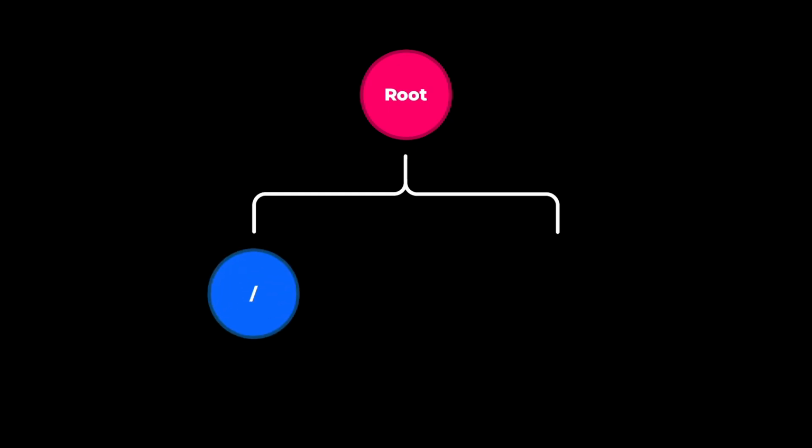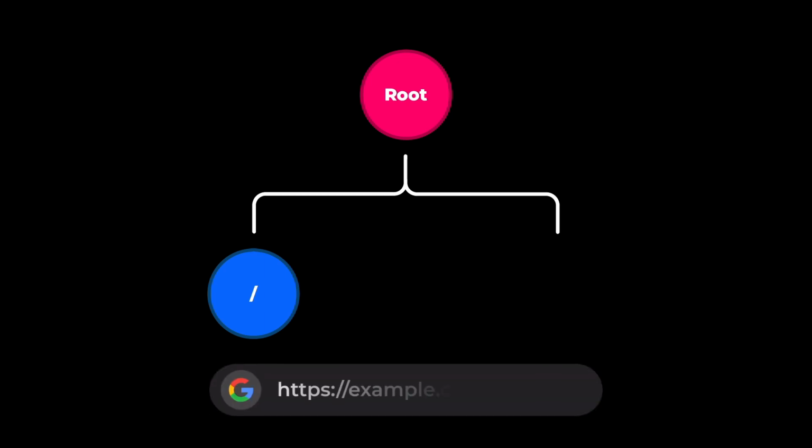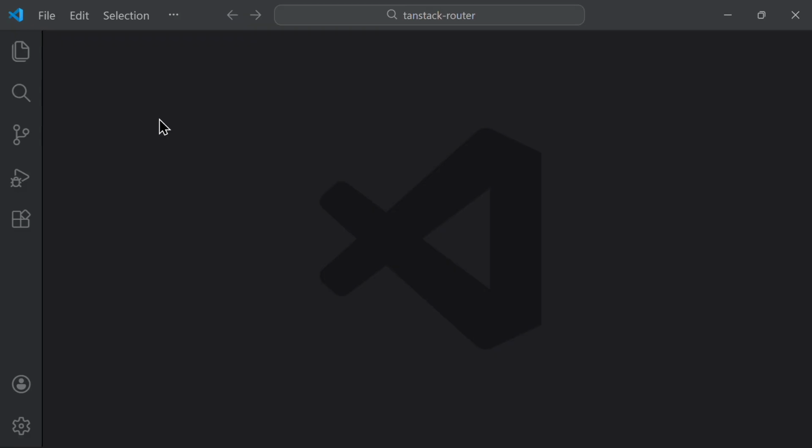So far, we've created our root route, which is where the active child route gets rendered. And now it's time to actually create some child routes. And the first kind of route we'll look at is the index route. The index route is basically the default route that gets rendered when you visit the website using the base URL. So in VS Code, let's create an index route.